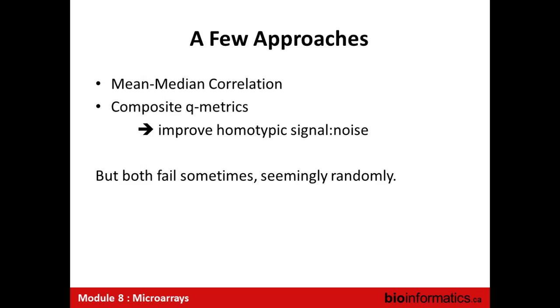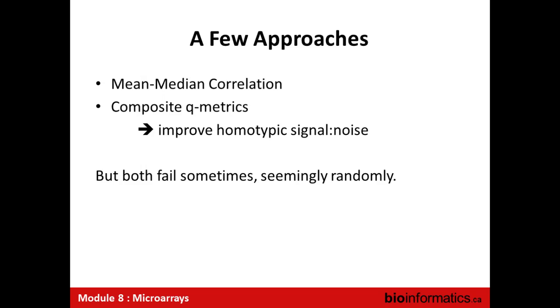By contrast, other groups have looked at things called composite Q metrics, quality metrics. What they would do is take a look at things like the circularity of a spot. You can come up with a number between 0 and 1 that tells you how circular a spot is. Or you can take a look at how stochastic it is, how much variability there is between the pixels within a spot. And these metrics, when they're put together, can do quite a good job at improving what we call the homotypic signal to noise. You take the same sample, hybridize it against itself, and see how much noise there is. You expect to see everything having exactly the same signal. The deviations are the signal-to-noise ratio.